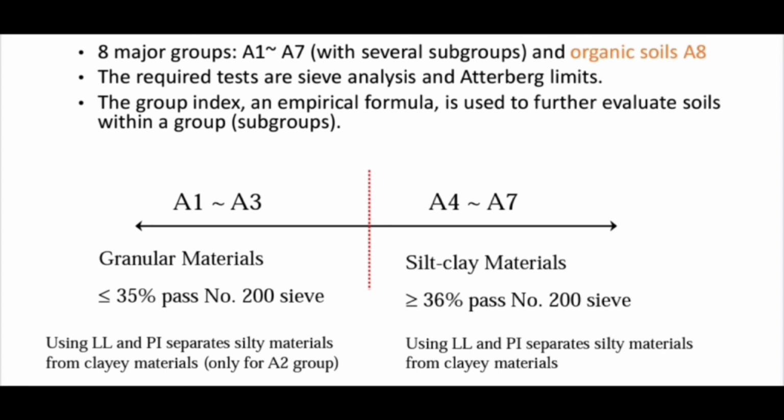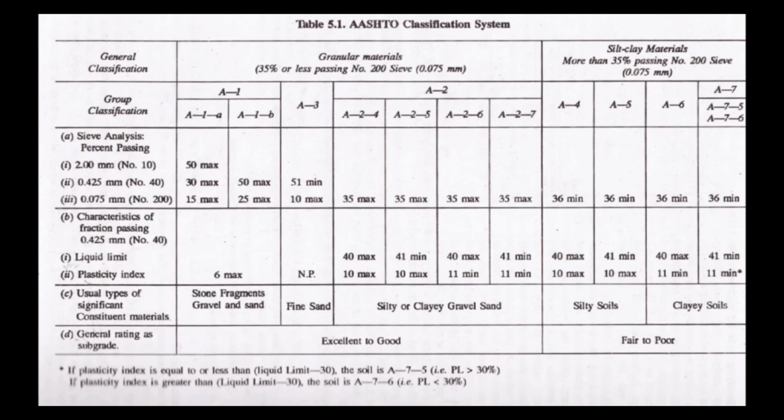A-1 and A-7 are further divided into 2 categories, and A-2 into 4 categories, as shown in this table. To classify a soil, its particle size analysis is done, and the plasticity index and the liquid limit are determined, with the values of these parameters.